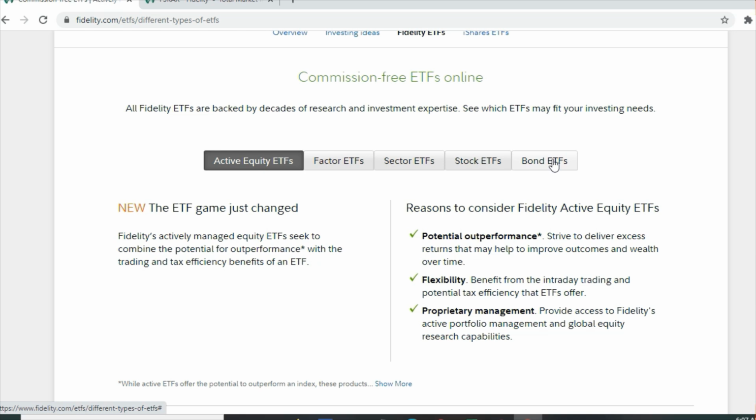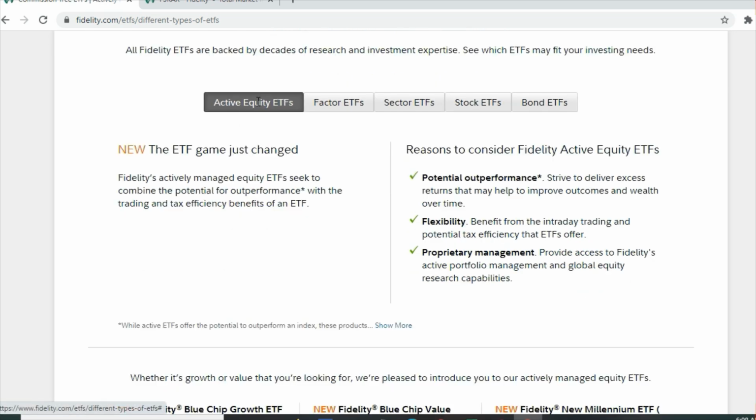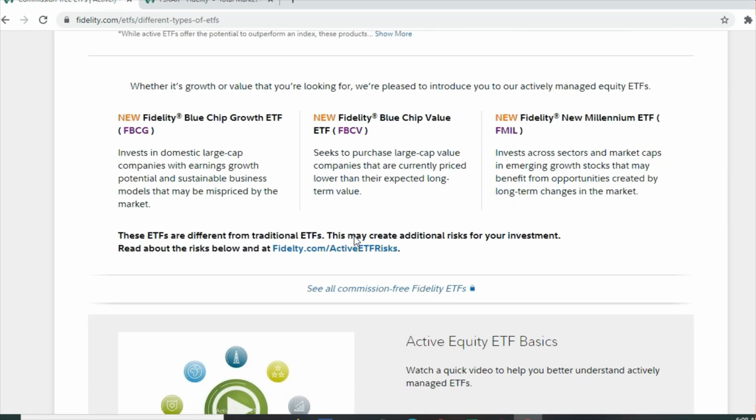Again, from the complete beginner perspective, a lot of these are not appropriate. You don't need to utilize active equity ETFs. Again, these are using an active fund manager. So if we're looking at the active equity ETFs first, you can see that they offer three different options here.